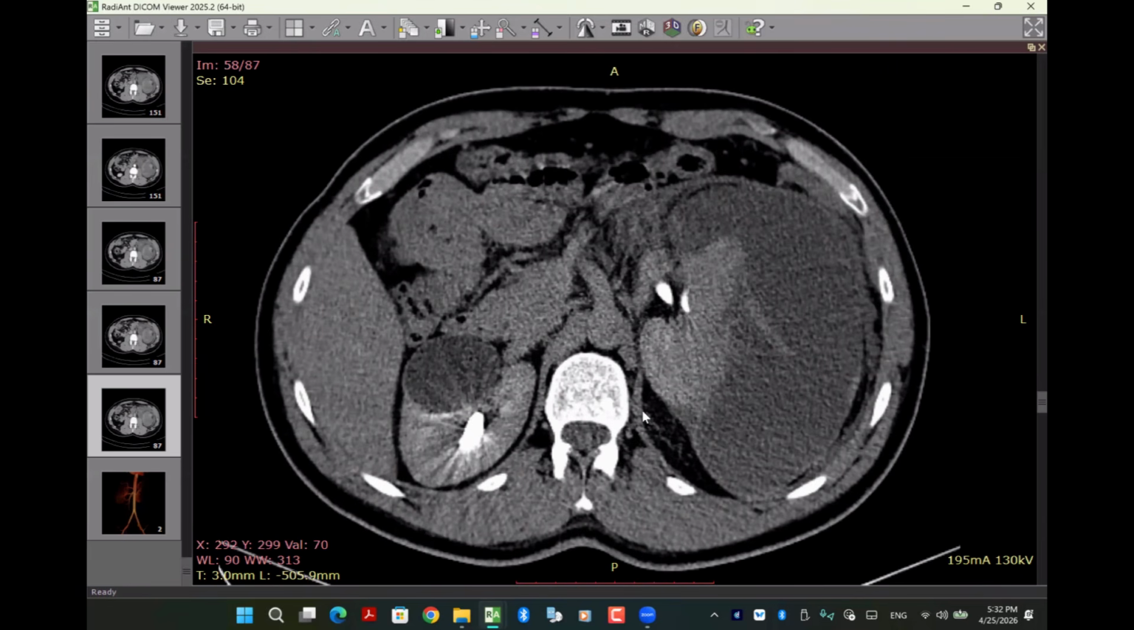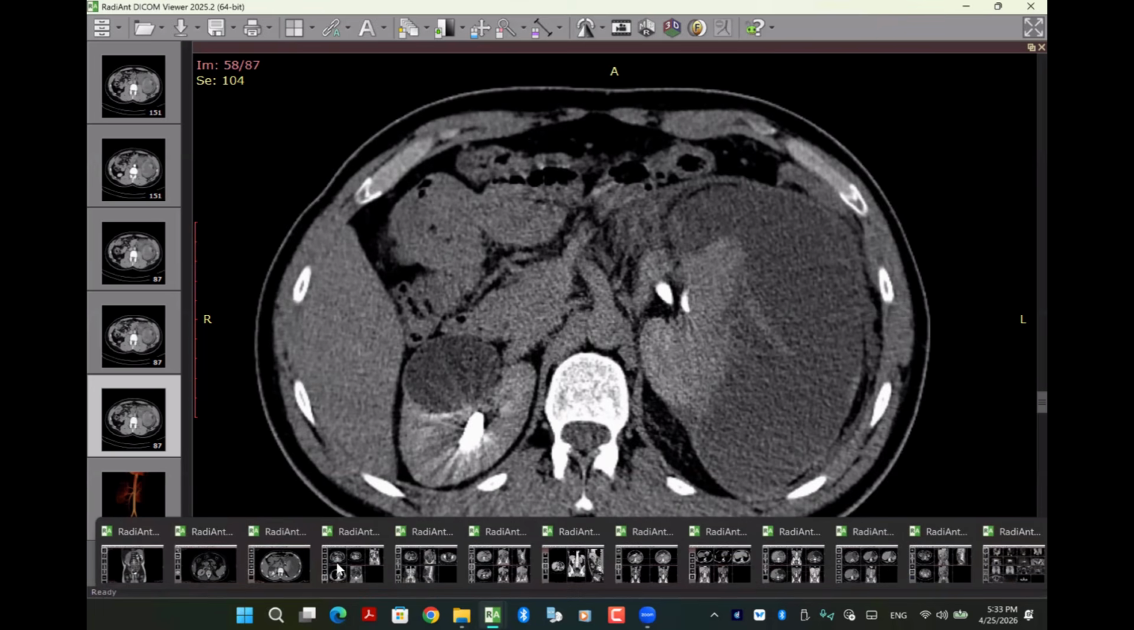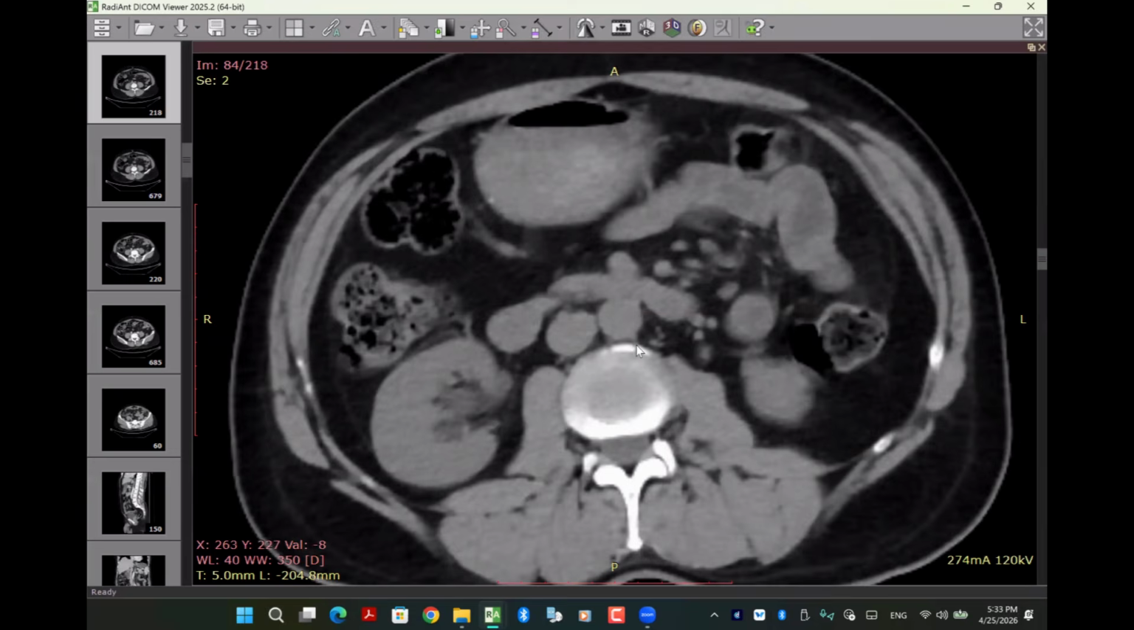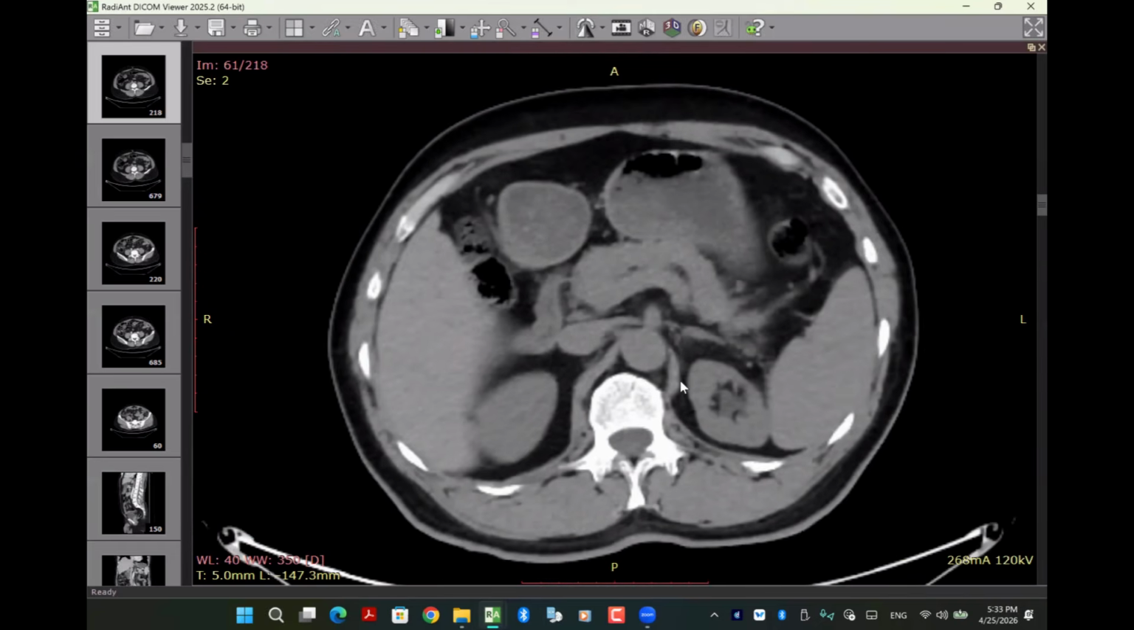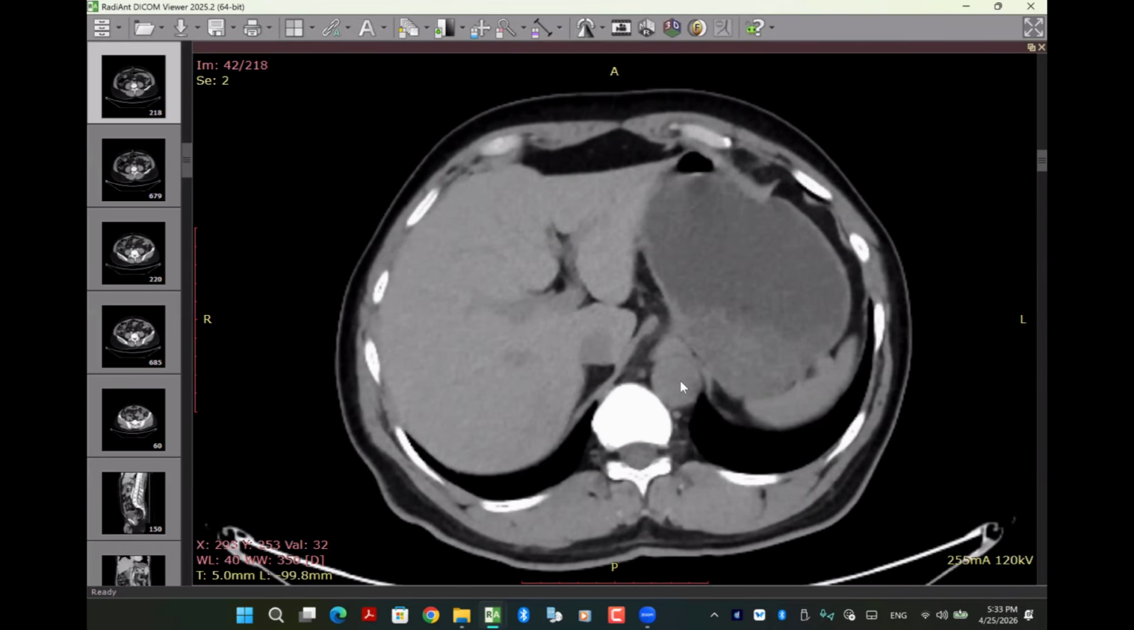And this is, I think, our second or third case in this session for subcapsular perinephric hematoma. Stay with me. You still have the control, right? You can scroll.